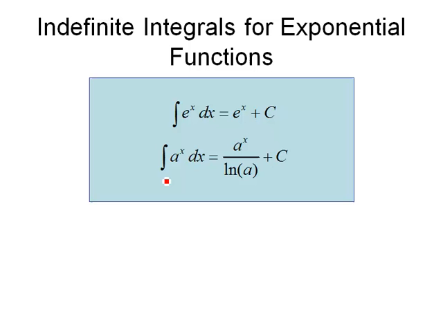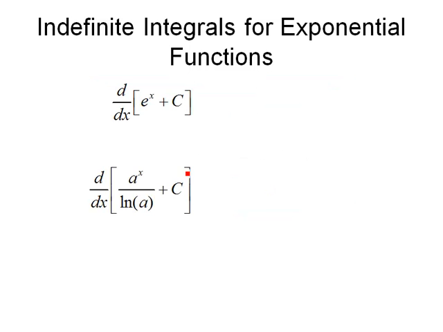The antiderivative of a to the x dx is going to be a to the x over ln of a plus a constant. Let's look at the derivatives of these answers a little bit closely to verify that these are the correct rules. So let's take the derivative with respect to x of e to the x plus c. If we take the derivative of e to the x and add that to the derivative of the constant, we get e to the x. And that was the integrand of our original antiderivative, so this must be the correct rule.